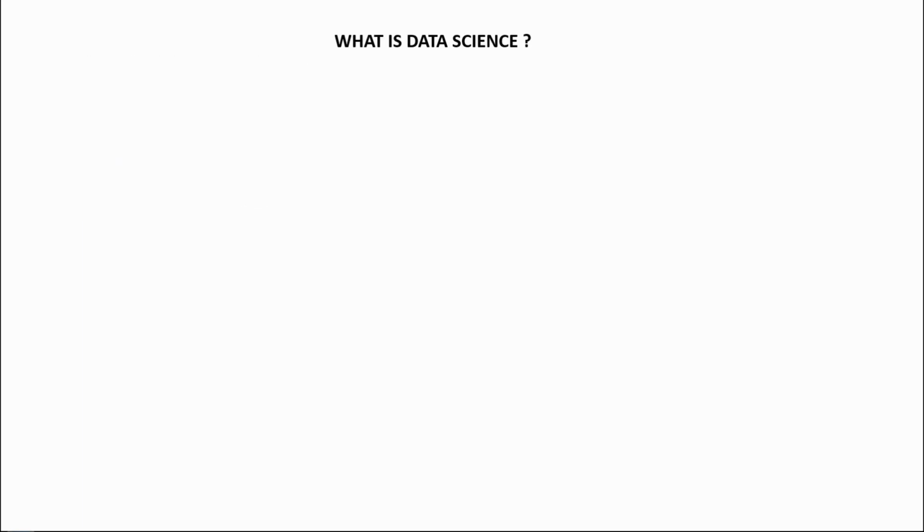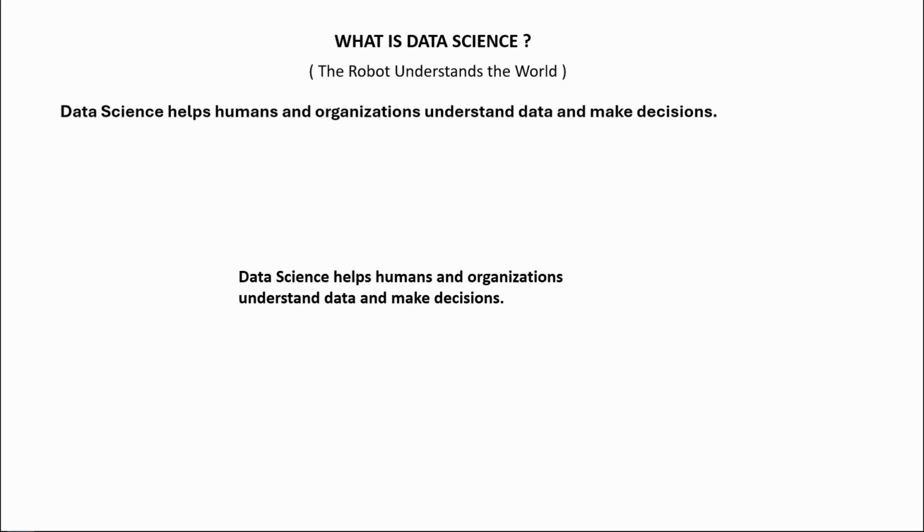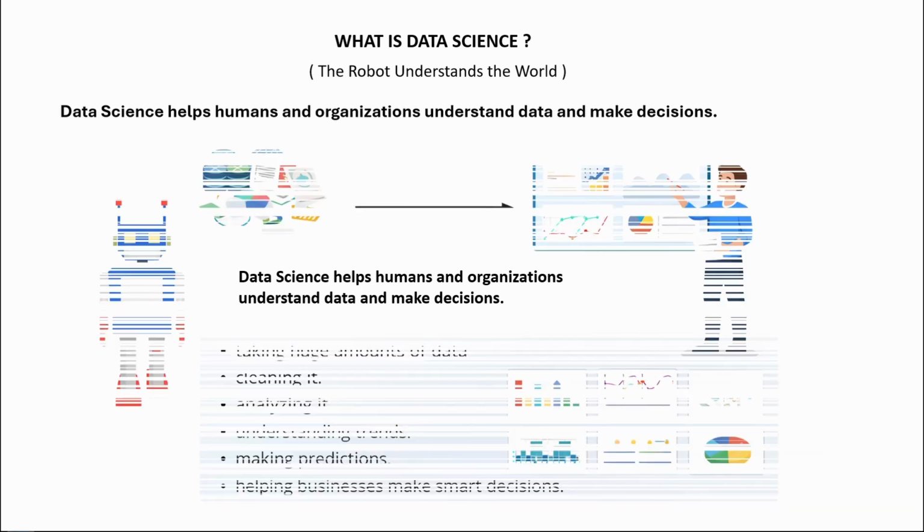Now, what is data science? Now, let's talk about another powerful field, data science or DS. Data science is not a child of AI, it is not inside AI. It is a separate field but often works together with AI and ML. While AI and ML help machines learn and act, data science helps humans and organizations understand data and make decisions.